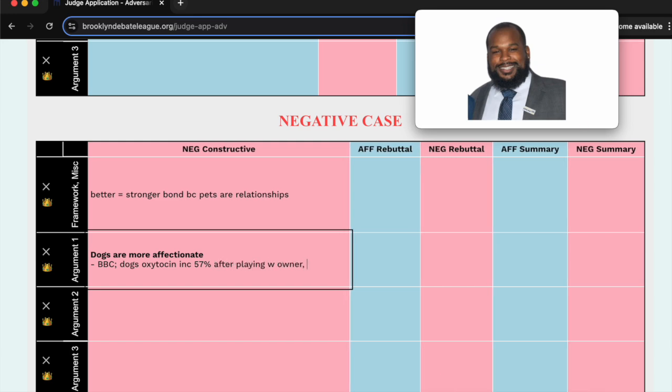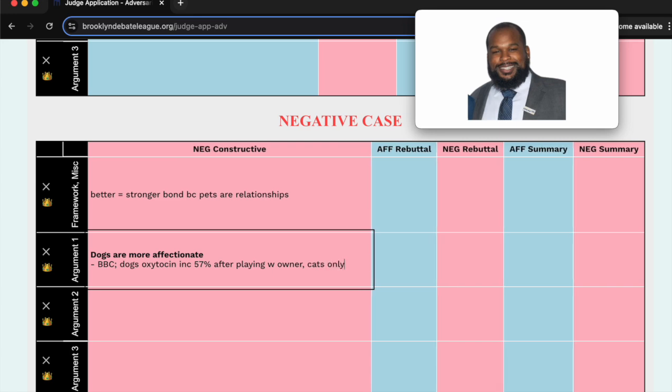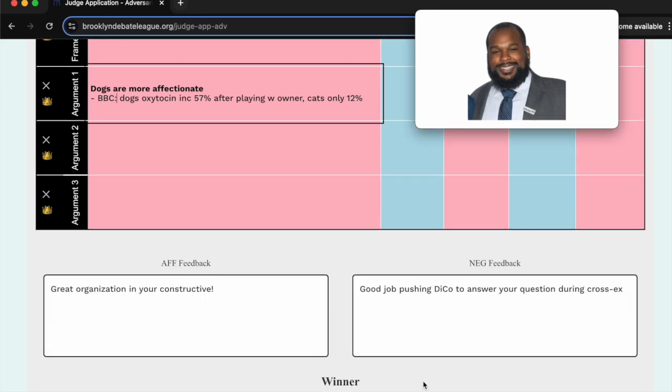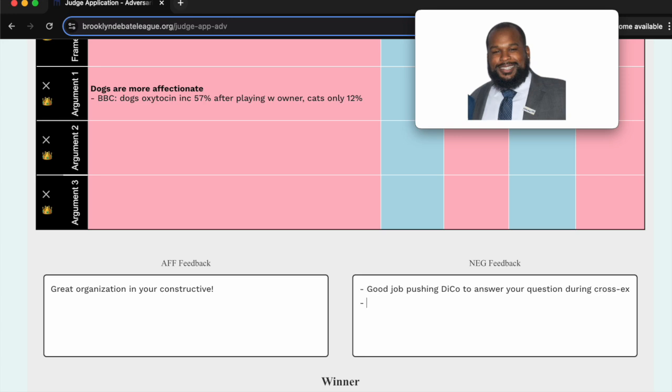This is the bonding hormone. We see dogs' level of that hormone elevate 4 or 5 times the amount that cats do after playing with their owner. Clearly, dogs are more affectionate towards their owner and feel that love stronger.